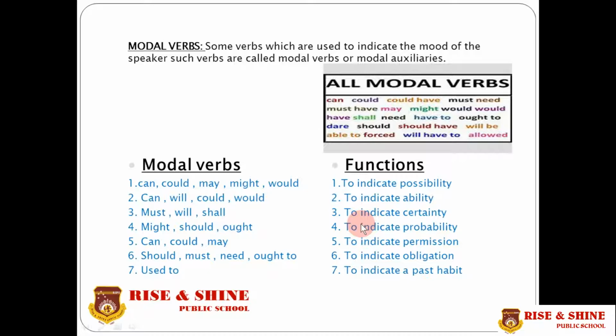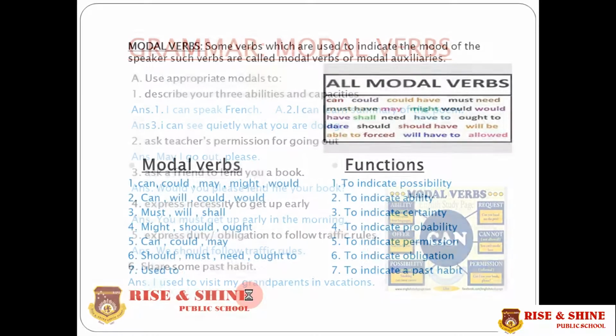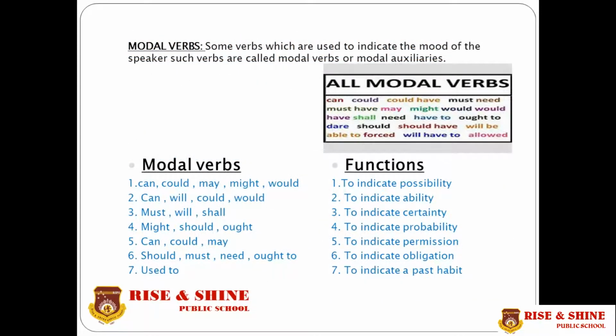Like, he should learn the things punctually. Next comes permission. Why is permission used? Permission is the act of allowing someone to do a particular thing. For example, "You can come to this seminar." This shows that you are asking for permission or giving permission to someone.